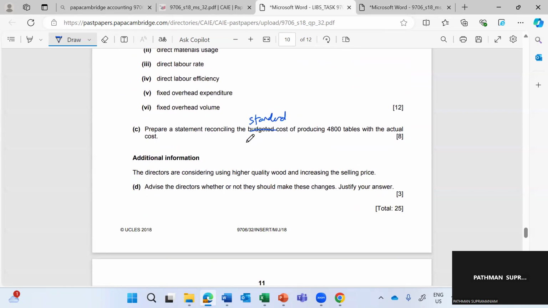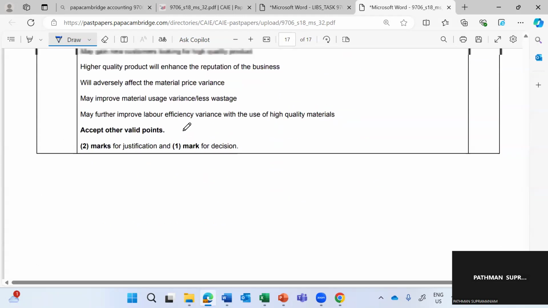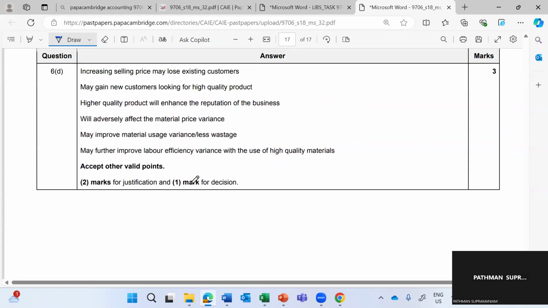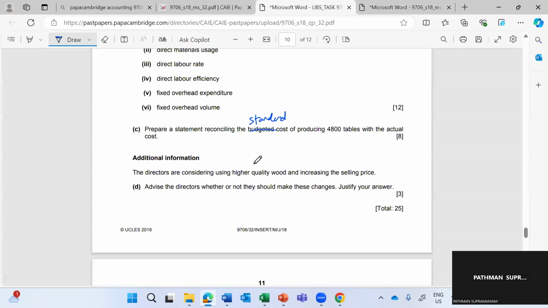Okay, additional info. So directors are considering using higher quality wood and increasing the selling price. So advise the directors whether or not they should make these changes. Justify your answer. So this is a 3-mark question. Okay, so 1 mark for decision with comment. So the balance 2 marks, you need to advise. That means you need to speak for and against.